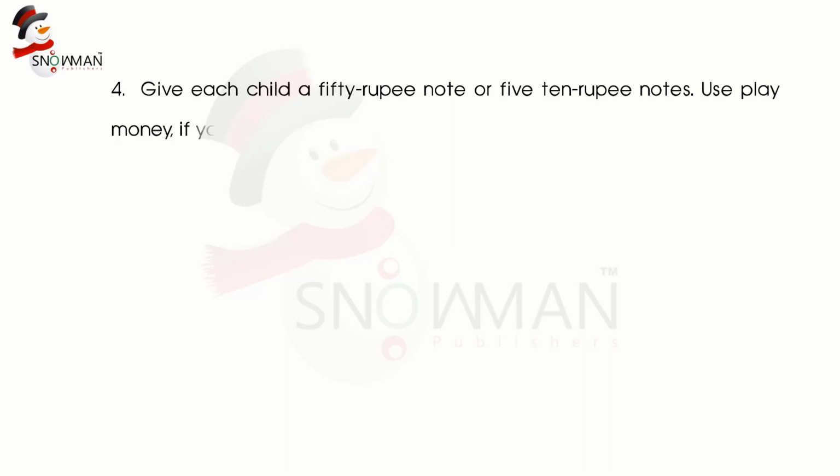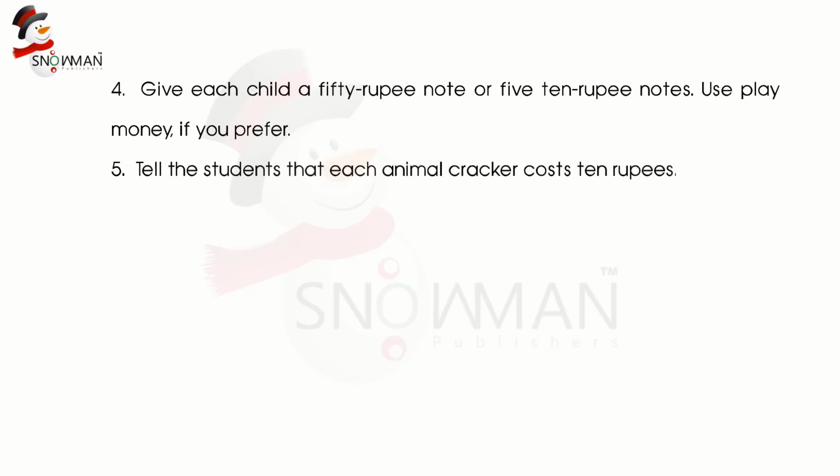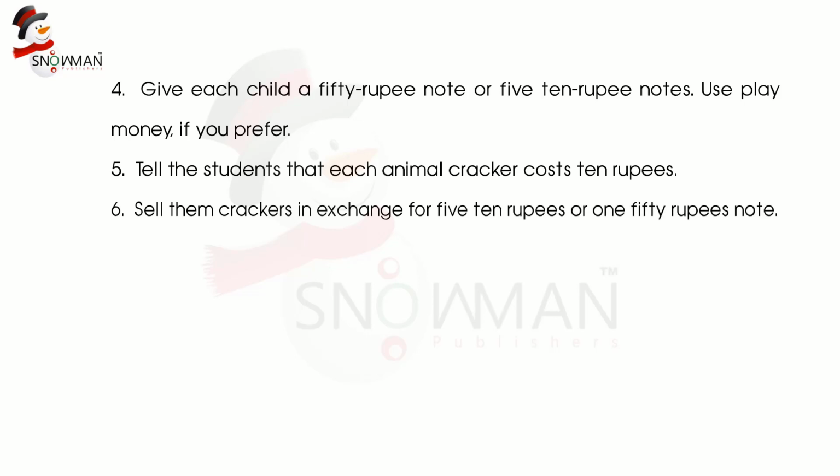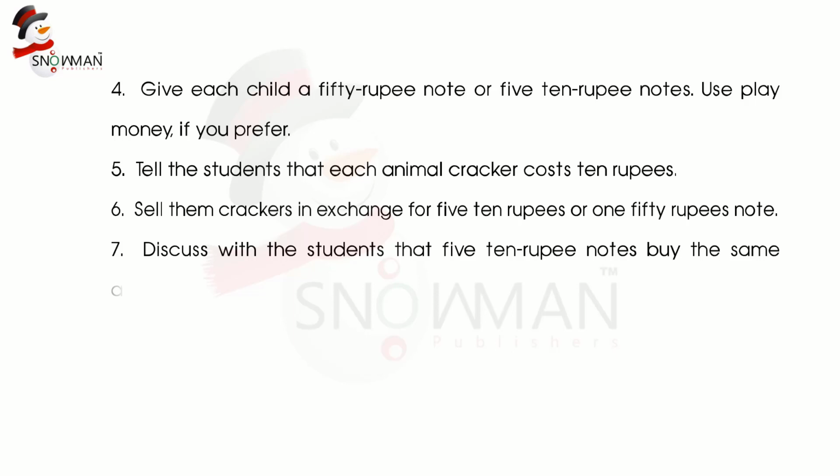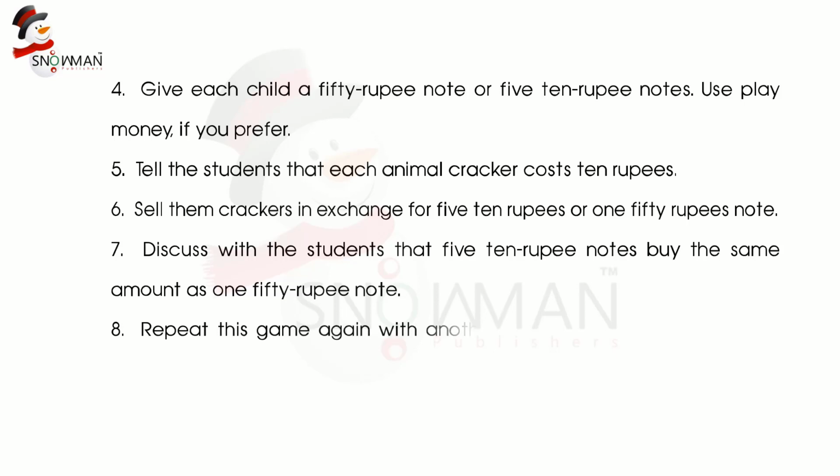Use play money if you prefer. 5. Tell the students that each animal cracker costs 10 rupees. 6. Sell them crackers in exchange for 5 10 rupee notes or a 50 rupee note. 7. Discuss with the students that 5 10 rupee notes buy the same amount as a 50 rupee note. 8. Repeat the game again with another coin or note denomination and play it often.